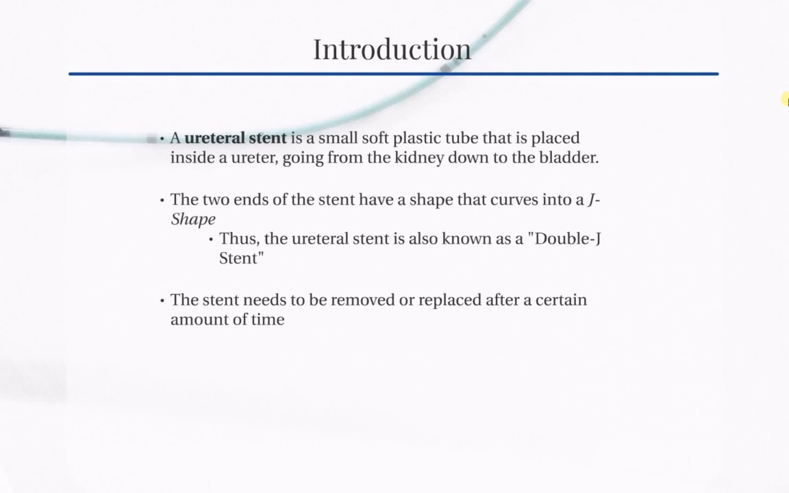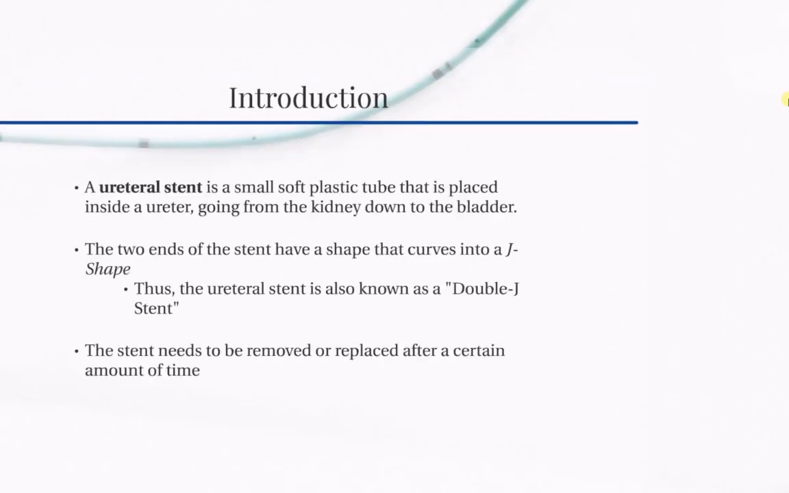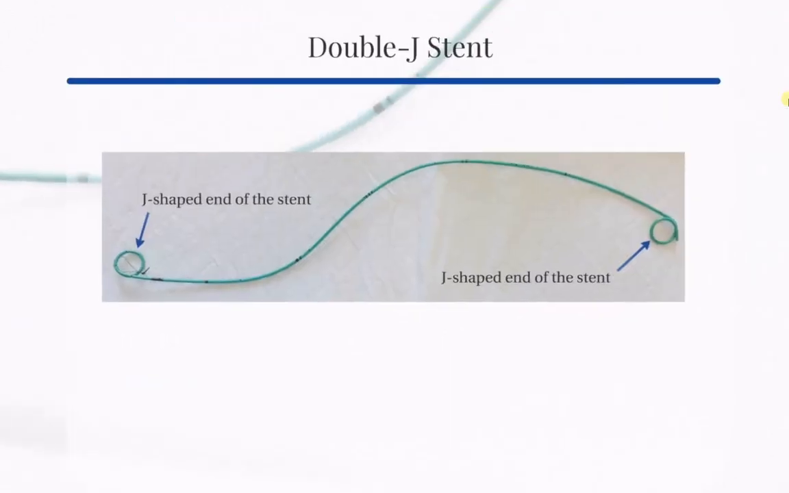Unlike a heart stent, which is permanently placed inside the heart, the stent needs to be removed or replaced after a certain period of time, usually weeks or months. This is a diagram of a double J stent. Notice the two J-shaped ends of the stent.